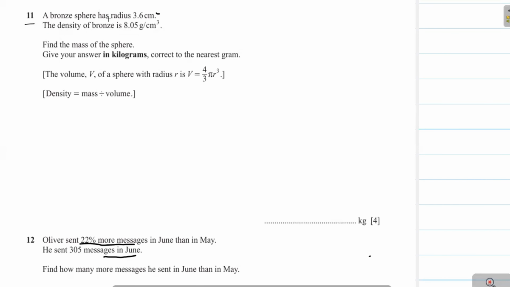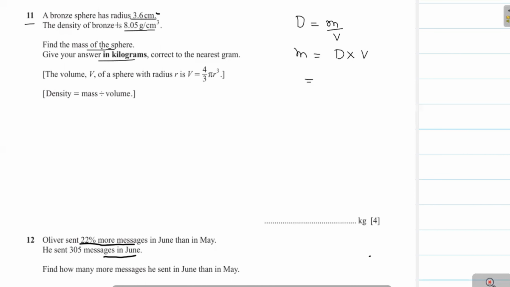Question 11. A bronze sapphire has radius 3.6 centimeters and the density is 8.05 grams per cubic centimeter. Find the mass of the sapphire. The answer in kilograms. The volume of a sphere we know is V equal to 4 over 3 pi r cubed. Now you have to calculate the mass. Now density equals mass over volume. Therefore, mass will be equal to density multiplied by volume.